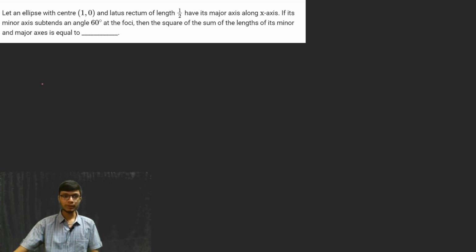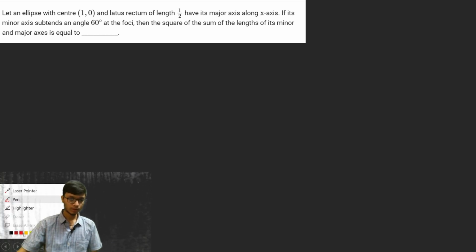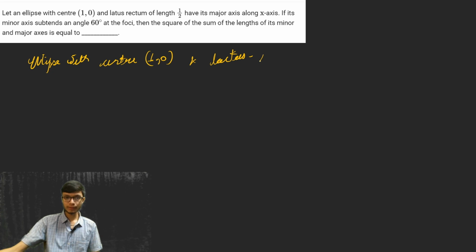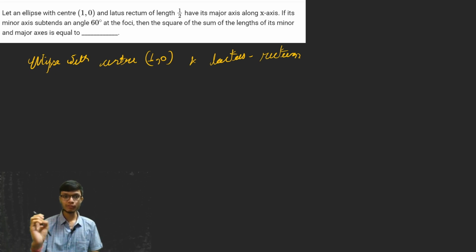So the very first problem talks about an ellipse with center (1, 0). So it is not a very symmetric ellipse. It is saying the ellipse with a center and latus rectum. The latus rectum is a chord, a perpendicular chord, which passes through the foci of the ellipse.